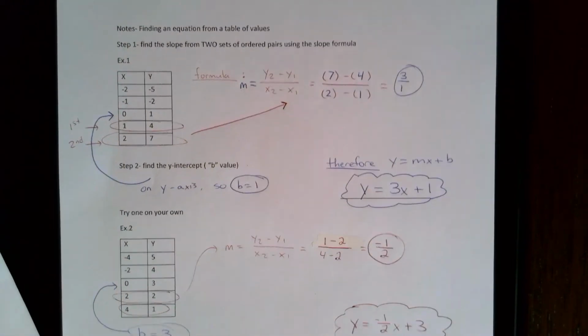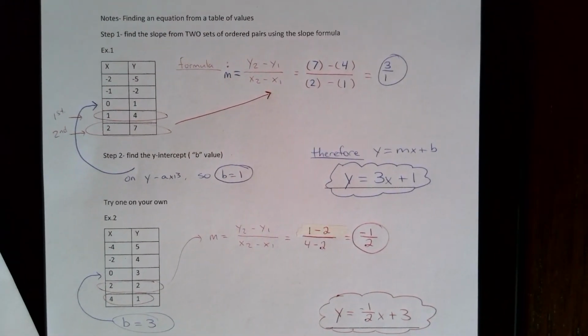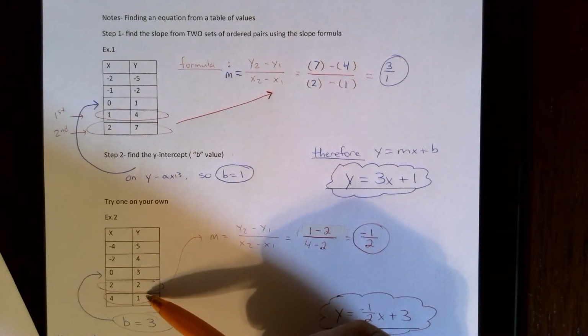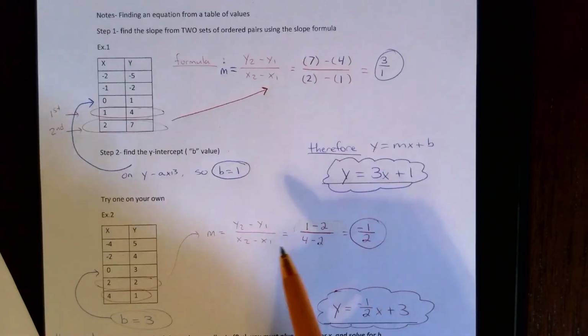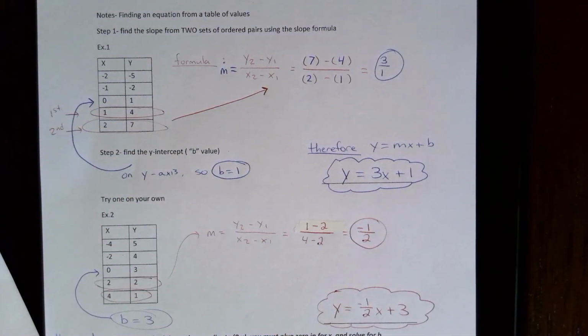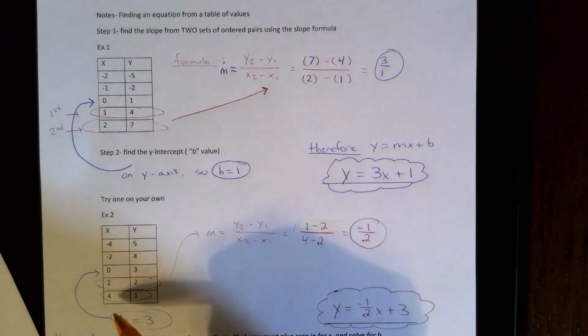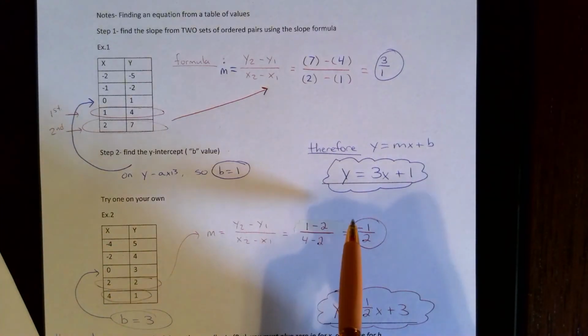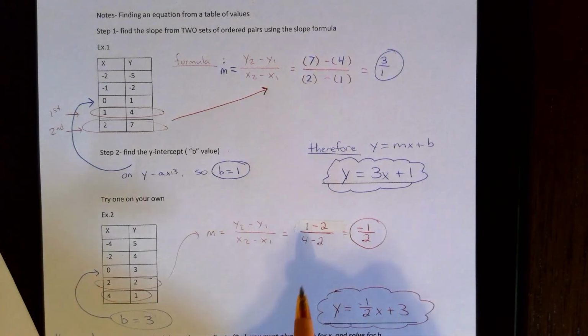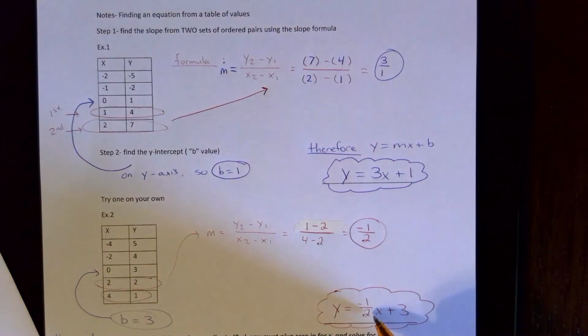Okay? I have the notes here for you to try the second one. Same idea here. You can pick any one you want. If I called this my first point and that my second point, then my second y is 1 minus my first y is 2, so 1 minus 2 gives me my negative 1 right there. And same thing with my second x minus my first x, I get positive 2, so that's a negative 1/2. And I do have a 0 in the x column, so I'd say b is 3 right there. I got my b value, my equation is y equals negative 1/2 x plus 3.